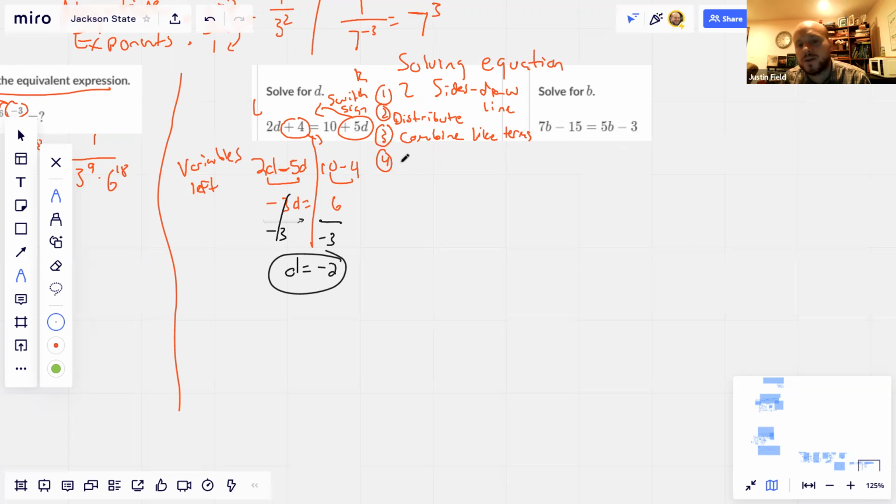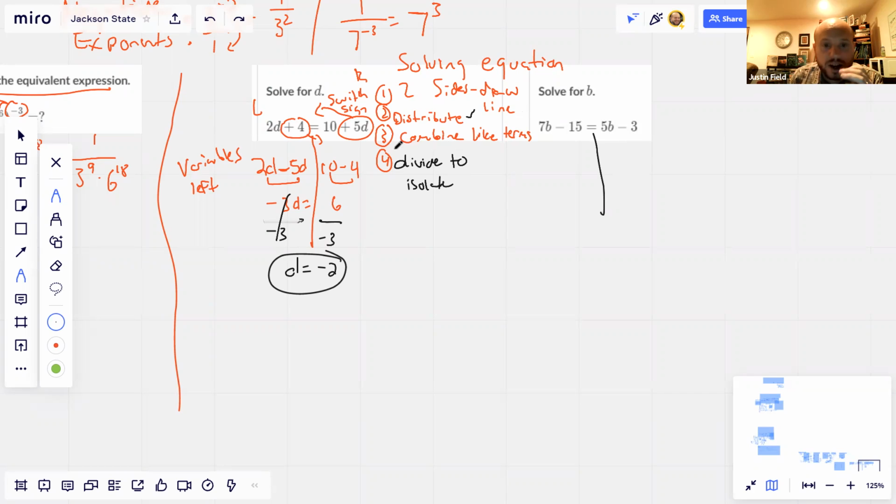So combine like terms and then divide to isolate. All right, so I just got text. So let's do this a little bit faster. So draw the line, two sides, distribute. No, we don't have to distribute. Combine like terms. No, no like terms to combine.